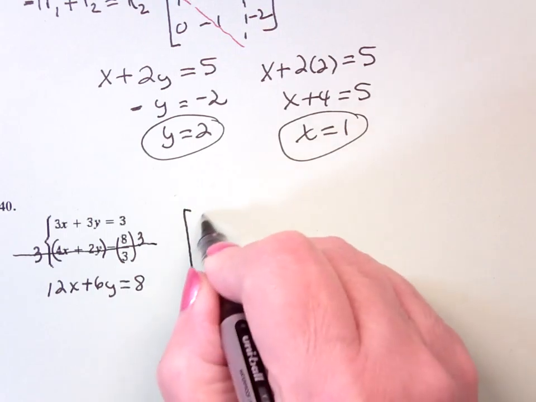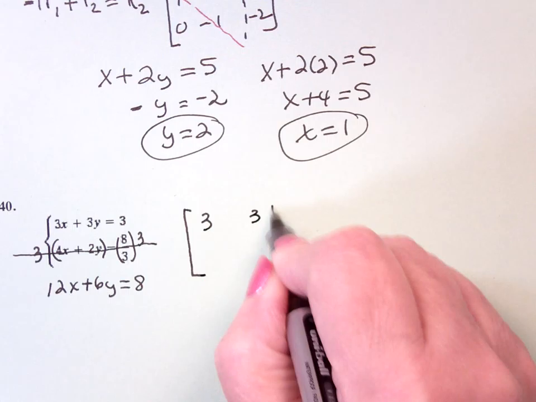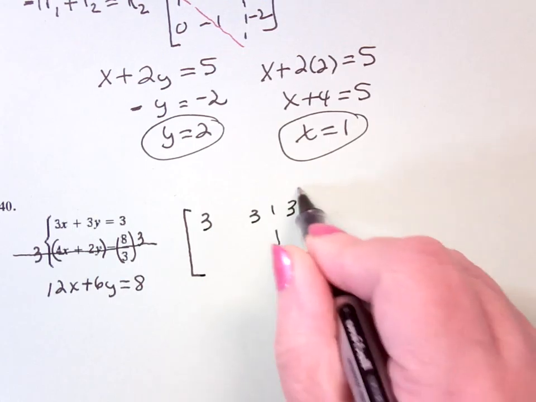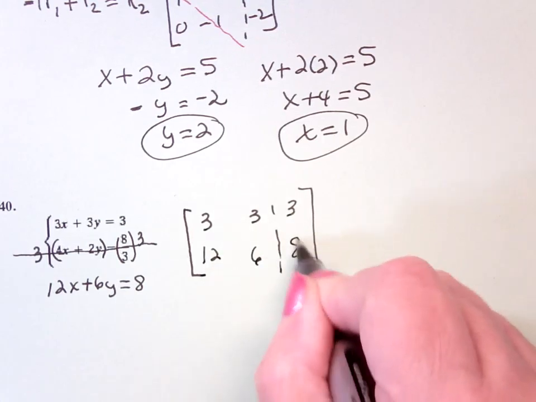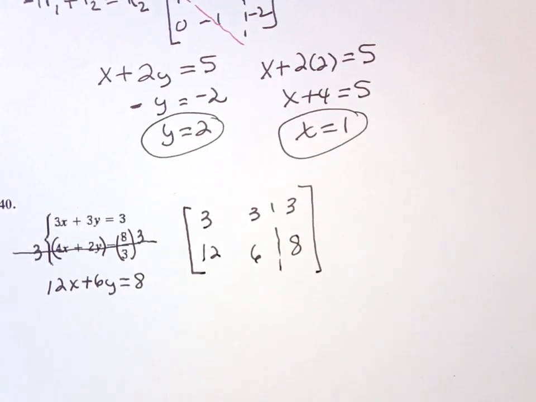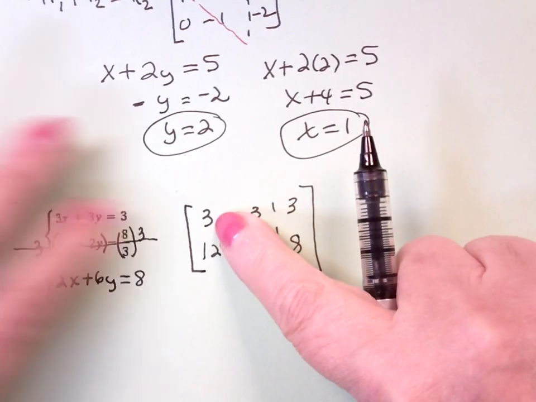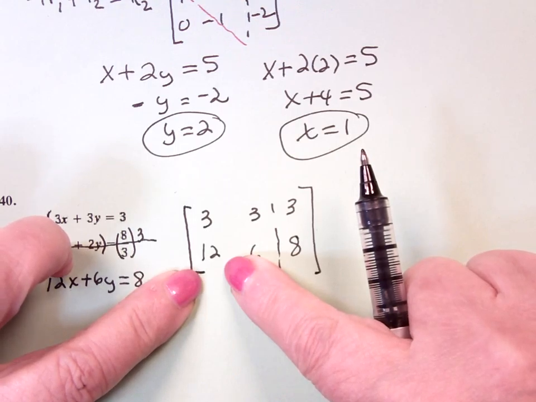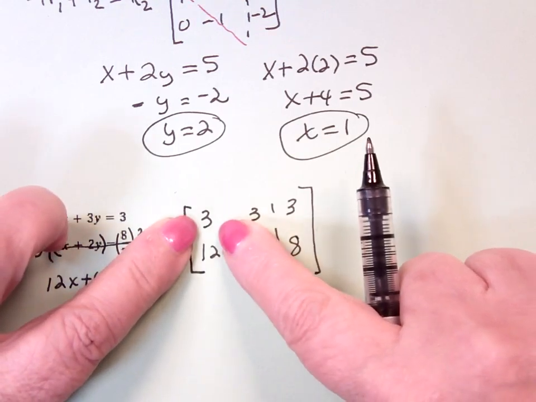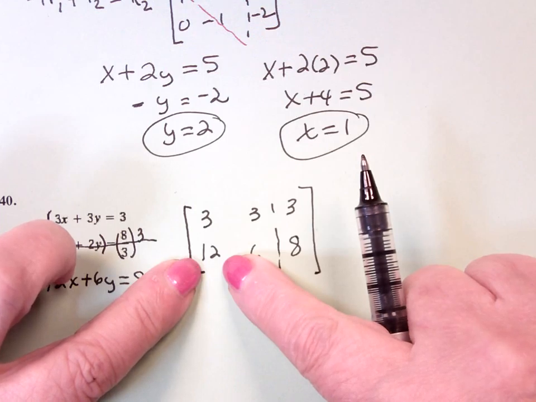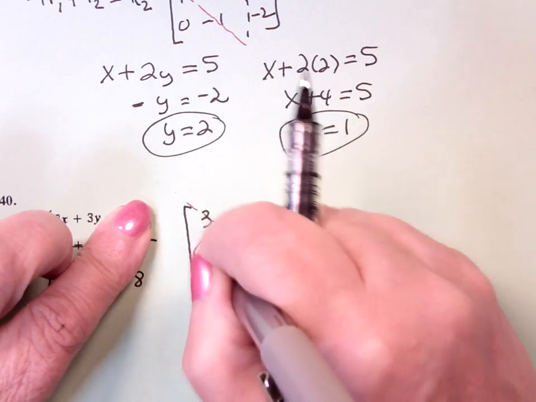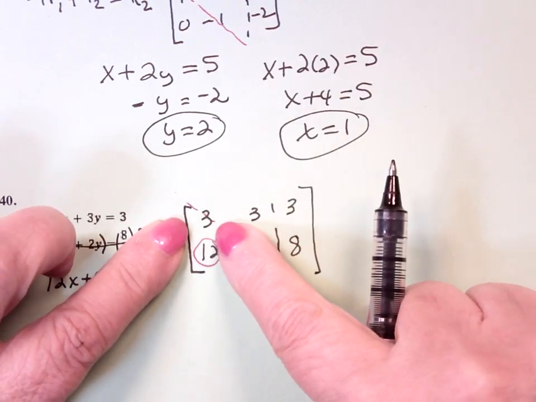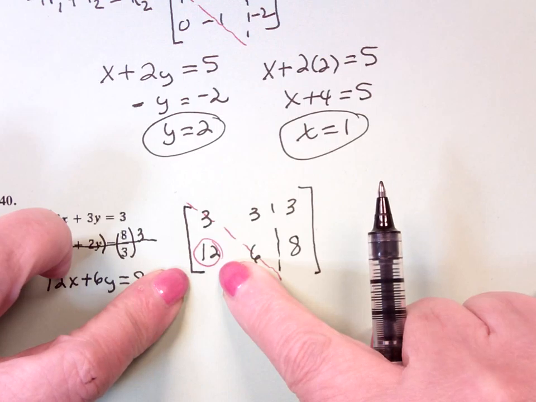So my augmented matrix is 3, 3, 3, 12, 6, 8. Now I can do one of two things. I notice that 3 is a multiple of 12, is it not? Right. So if I multiply by -4 and add, the 12 will get killed, because this being the main diagonal, I need a 0 in that position, and by multiplying by -4 and adding, will that not put a 0 here?